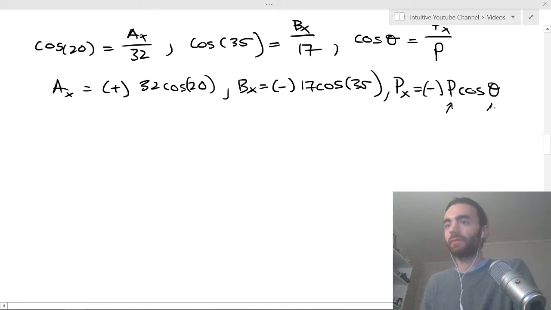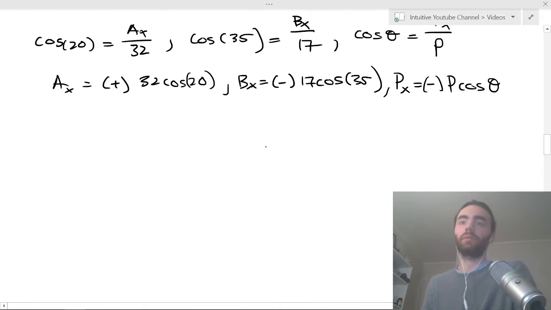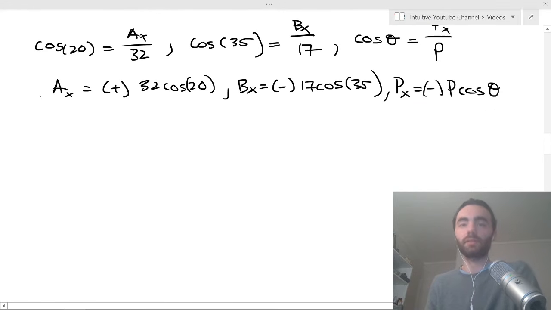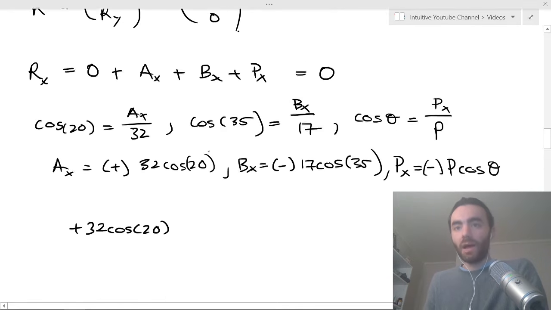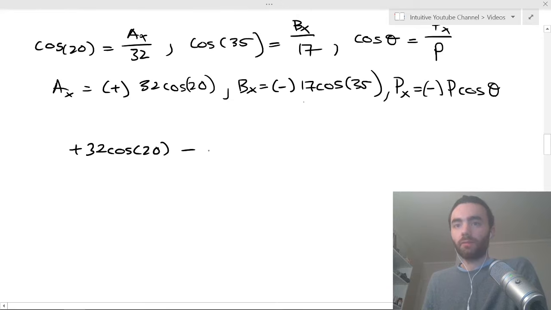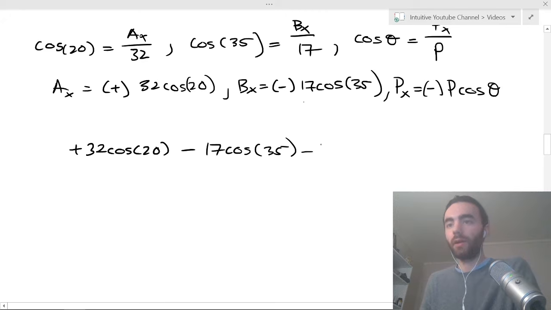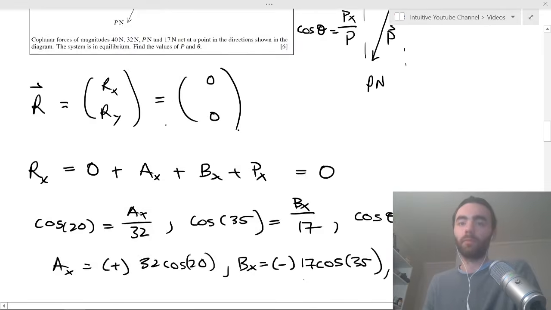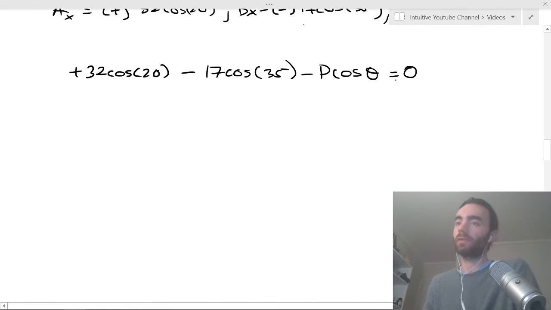Remember, we're trying to find these things. That's all we're doing here. We're trying to find equations so we can find these things, and they always ask something like this. Okay, so let's put all that into this equation. We have 0, which you don't need to write, plus 32 cos of 20 plus Bx, which is minus 17 cos of 35, and then minus P cos theta. And that all equals 0 because this is at equilibrium. So all the x components sum up to 0 because it's at equilibrium.